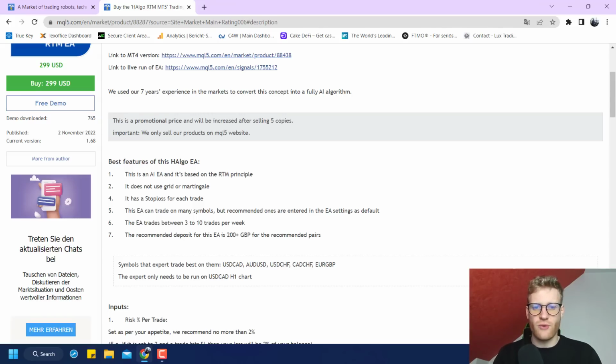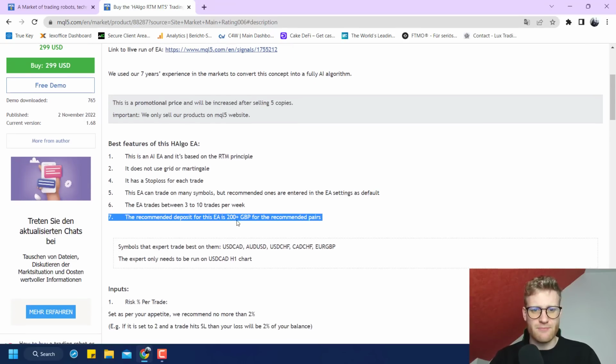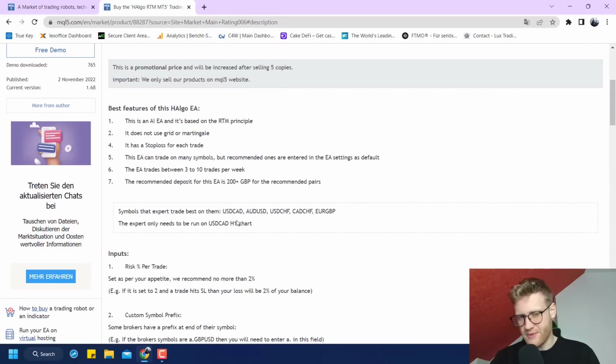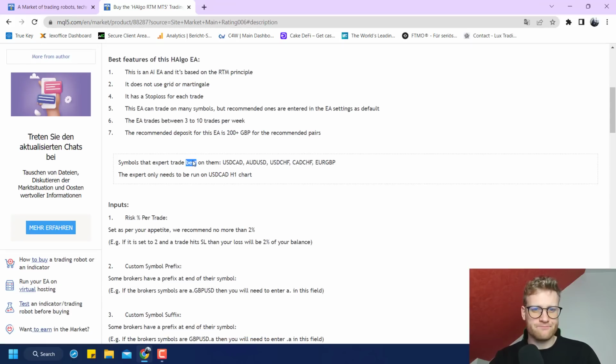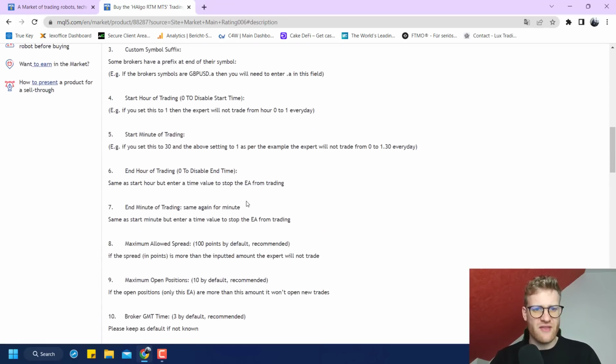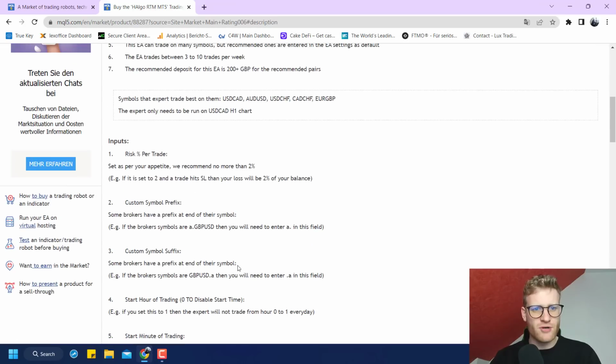But if it does only 3 to 10 trades per week, on the first glance, this sounds realistic to me. And it says you should at least deposit 200 GBP. I think you can also choose 200 USD or Euro or whatever. So he also recommends some symbols, and then there is a list for the inputs. Looks like there are 12 inputs.